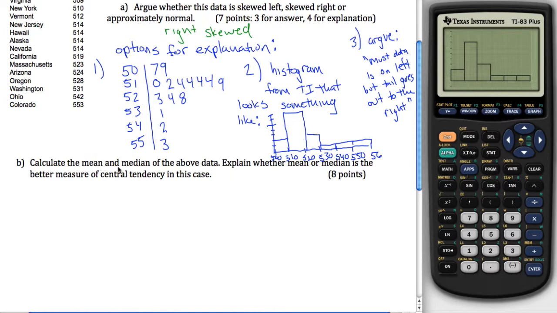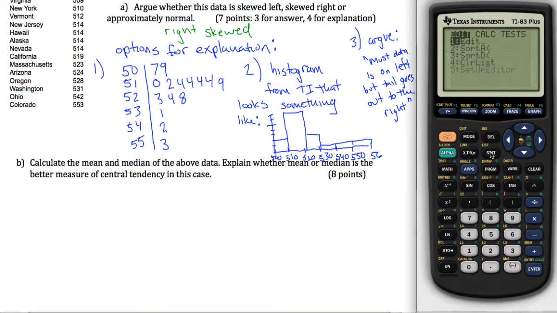Part B, calculate the mean and median of this data. Okay, that's easy because I've already put my data into this list. If you hadn't, you'd have to put the data into the list. You hit stat here, and then what you want to do is go into the calc menu and go to one variable statistics, the first thing. And so one variable statistics pops up, and you have to tell it what list your data is in. If you don't tell it, it'll assume L1, which is where my data is. So I could have left it blank, but just to be safe, I'm going to put L1 in here, hit enter, and it's going to give me all sorts of information.